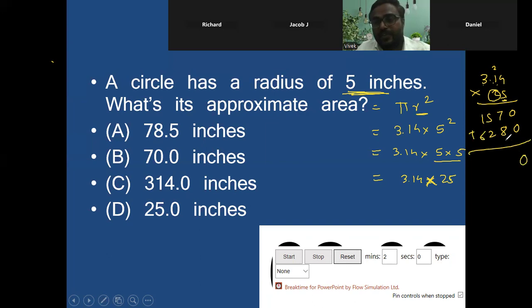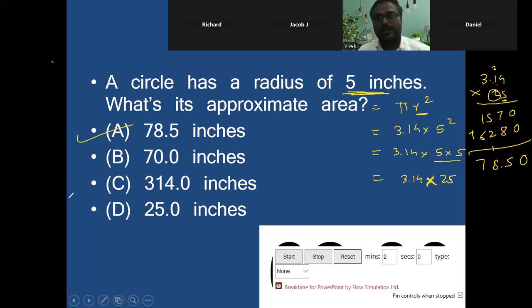Add it up. 0. 7 plus 8 is 15. Carry the 1 over. 5 plus 2 is 7. Plus 1 is 8. 1 plus 6 is nothing but 7. So 78.50 or 78.5 inches square will be the correct answer.